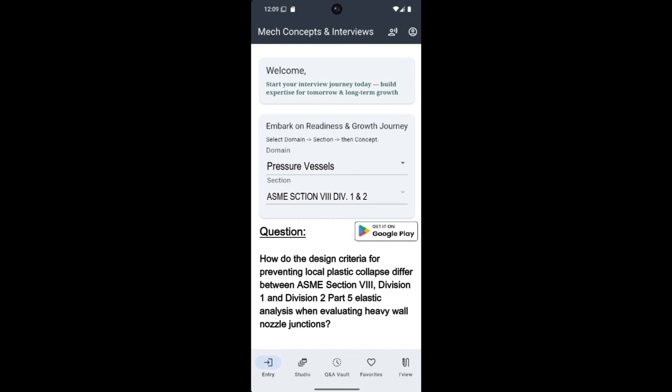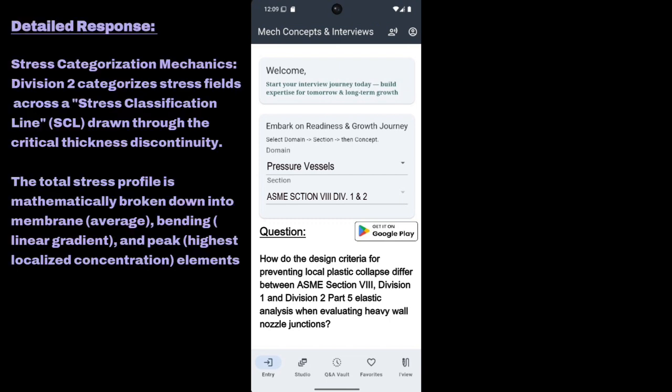To ensure we are completely aligned on the physical mechanics here, when we talk about membrane stress, we are essentially talking about the raw, load-controlled stretching of the material right through its entire thickness, akin to a balloon expanding uniformly outward. Yes, that is a solid analogy. And bending stress, on the other hand, is a gradient. It is more localized, like creasing or folding that same balloon at a rigid pinch point. Correct. That is an accurate physical translation.